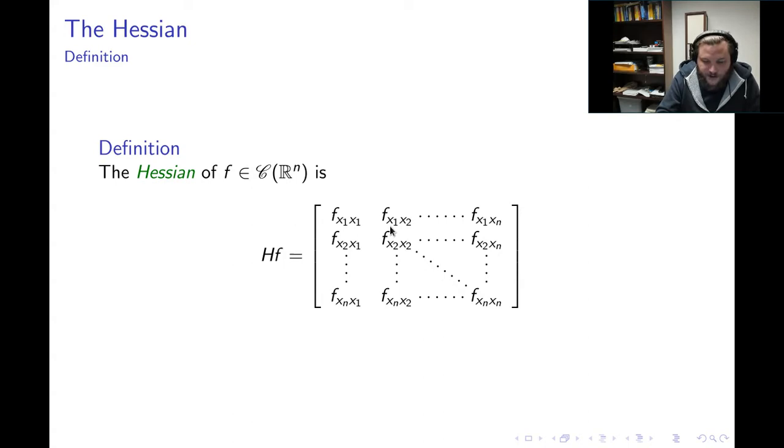The 1, 2 entry is f sub x1, x2. The 1, n entry is f sub x1, xn. The 2, 1 entry is f sub x2, x1. The 2, 2 entry is f sub x2, x2, so on and so forth.